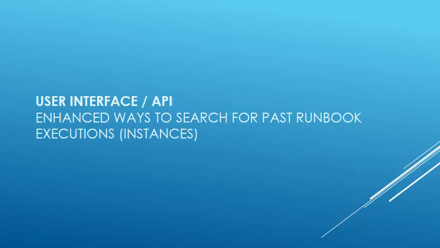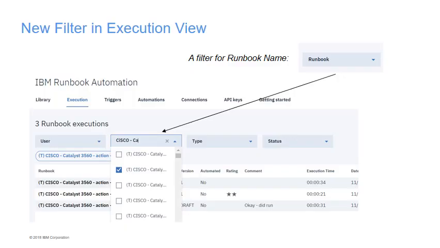In this release, we added improvements to the search capability of already executed runbooks, also called Runbook Instances. In the Execution tab of the main interface, you find past executions of all runbooks in your library. As before, you are able to find instances executed by specific users, sorted by type, manual or automatic, or by status. New in this release is that you can find even runbook instances executed in the past via the runbook name.